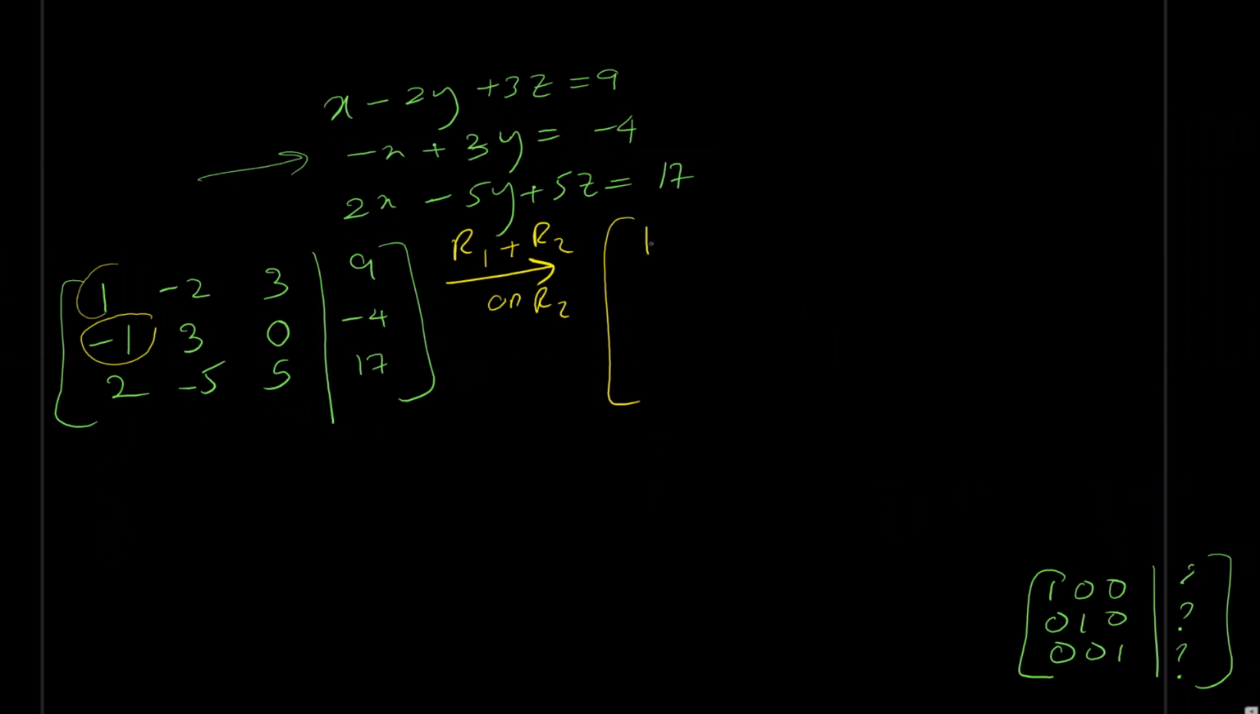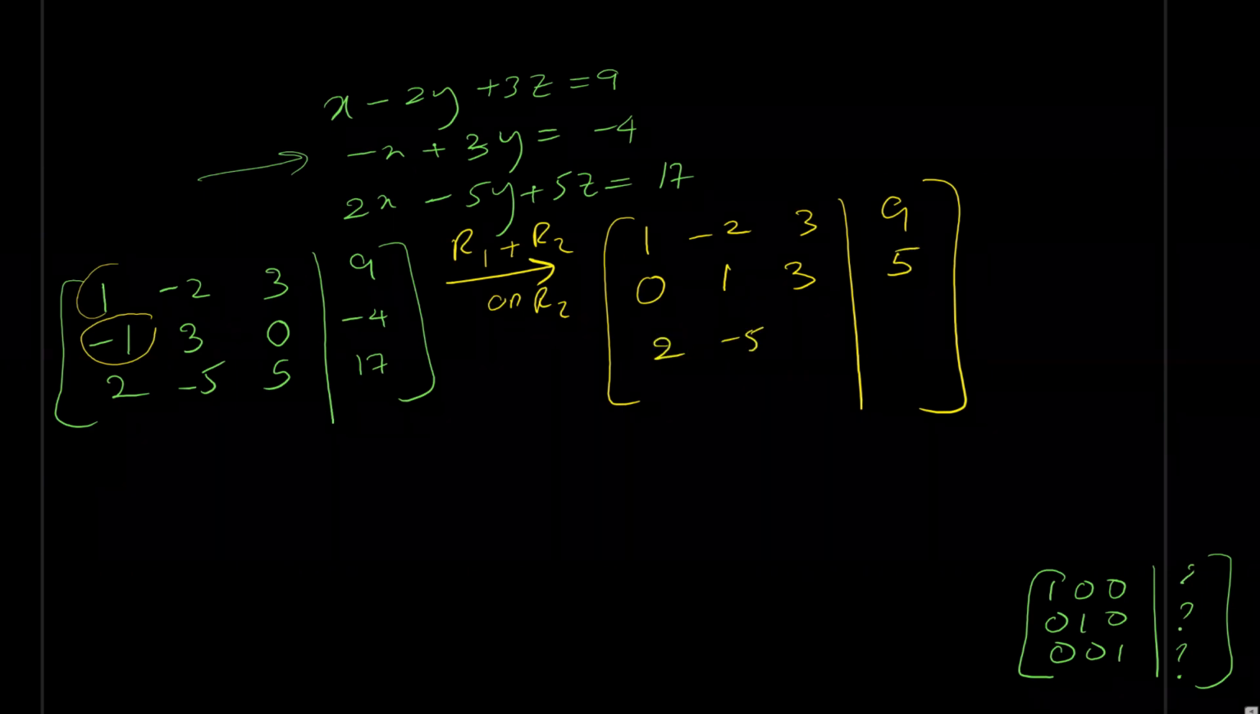So I'm not going to change my R1. So 1, negative 2, 3 and 9. And when I add them here, I get 0, and negative 2 plus 3, 1, 3 plus 0, 3, and 9 plus negative 4, 5. And I keep this one.